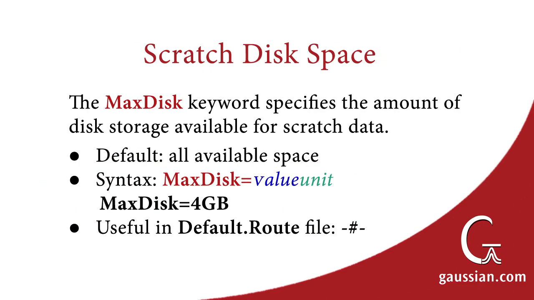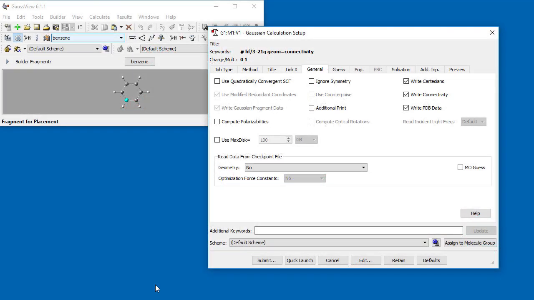The max disk keyword provides a mechanism for telling Gaussian how much disk space is available for the calculation's scratch data. The default is an unlimited amount of space. Max disk is useful for limiting Gaussian's disk use on systems with limited available space. When disk is limited, Gaussian will choose algorithms based on the available space when possible.